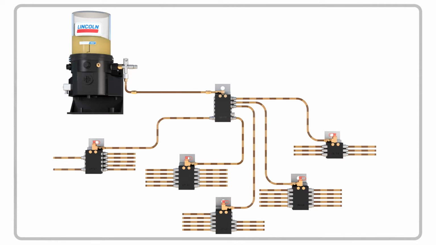The pump will run every hour. It can be set up to run for a preset time, or to shut off after receiving a signal from a proximity switch located on one of the metering valves. This ensures that each valve is cycled.